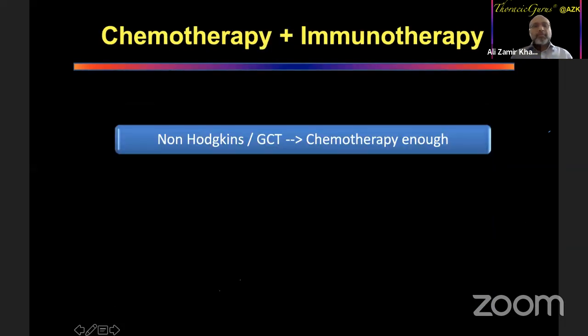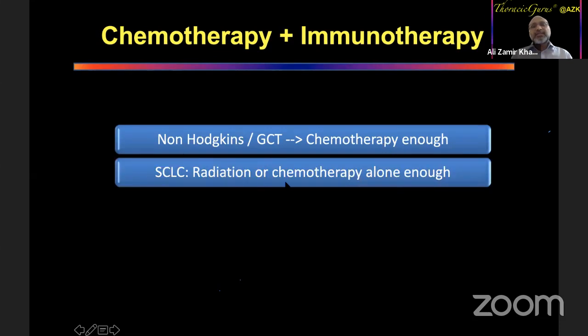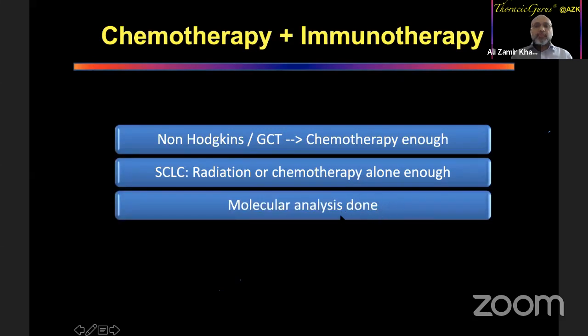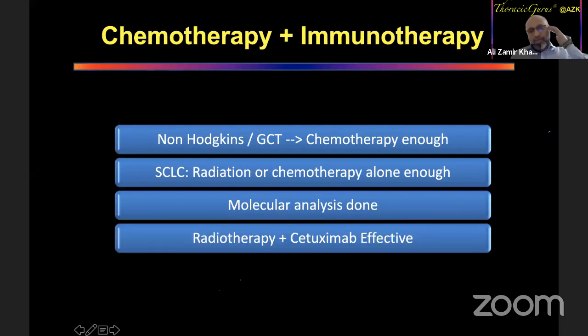What about immunotherapy? Non-Hodgkin's and germ cells chemotherapy is enough. SCLC radiation or chemotherapy alone are enough. But nowadays with the world moving into genomics and molecular analysis, they have started looking at a combination of radiotherapy plus cetuximab. And there is some evidence now coming up. There are at least 3 or 4 papers which are saying that radiotherapy plus cetuximab may actually give you good results in patients with anterior mediastinal tumors with SVC obstruction. To the effect that these tumors may be downstaged and eventually be fit for surgery.